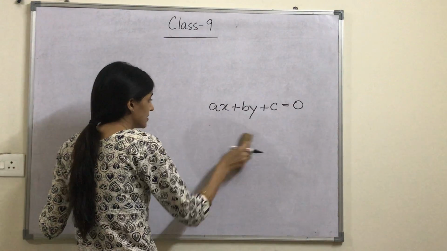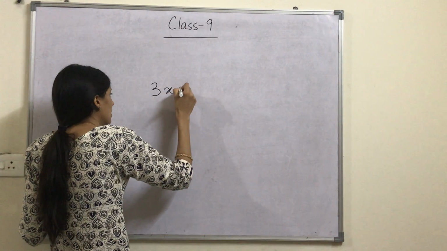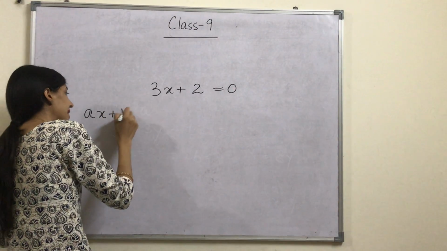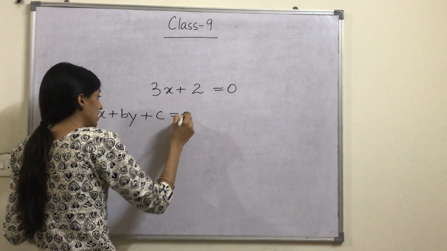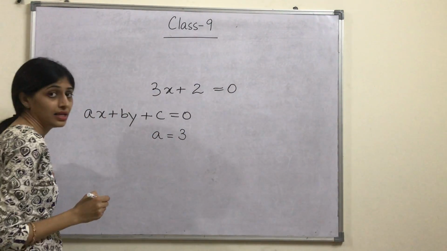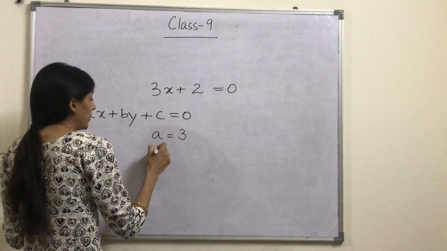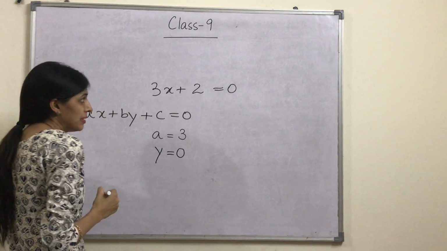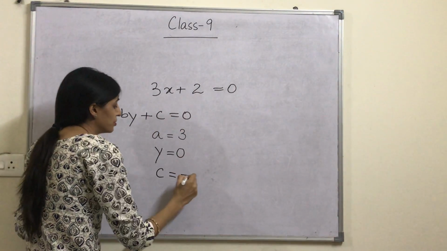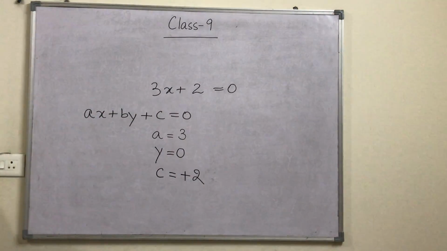Now, suppose another equation is given to you: 3x plus 2 is equal to 0. Look carefully. The general equation is ax plus by plus c equals to 0. The coefficient of x is a, so a is 3. The coefficient of y is b. Here there is no y, so it will be 0, because there is no y, you will put it 0. c is plus 2. Right? So in this way, you will do the questions.